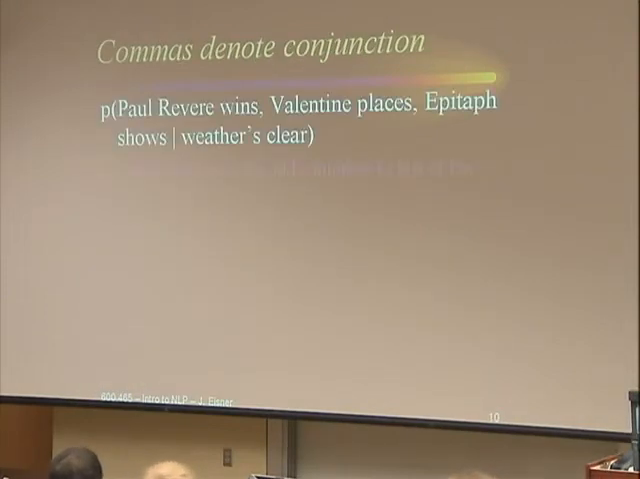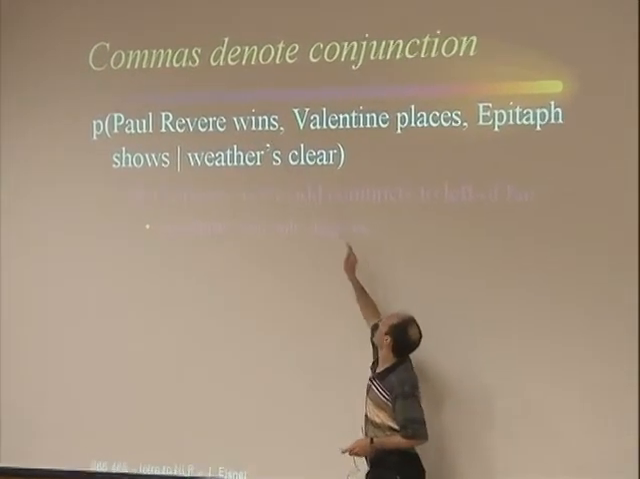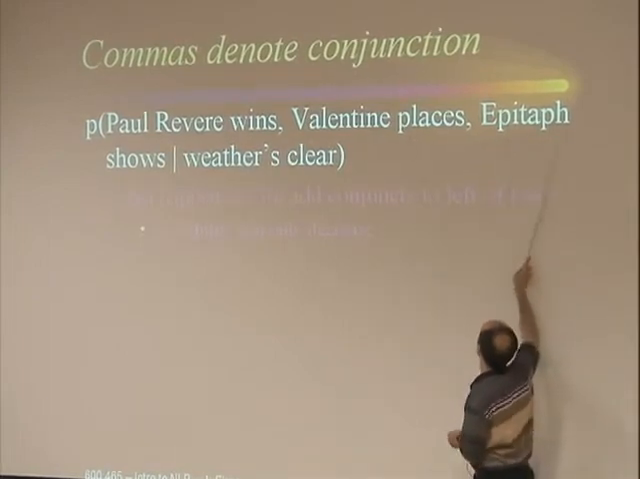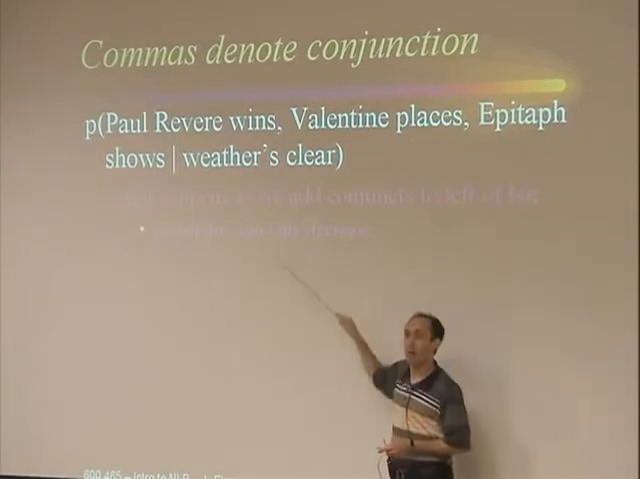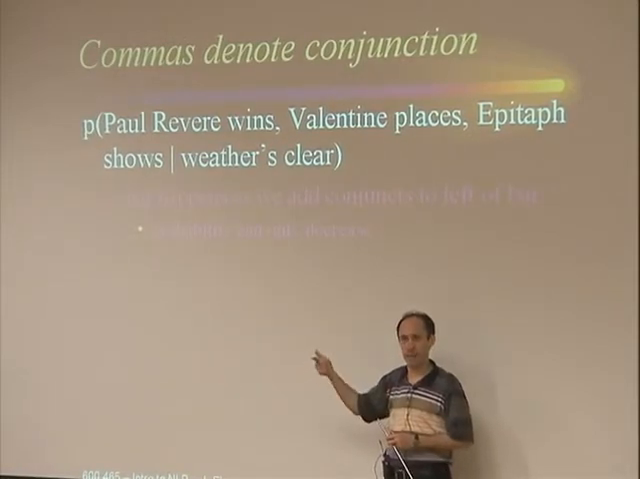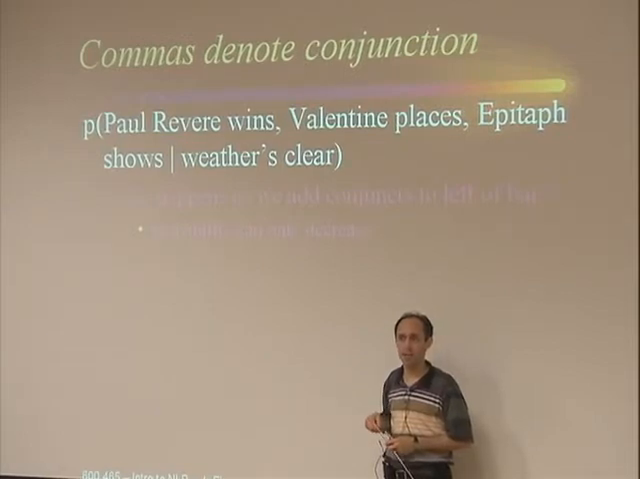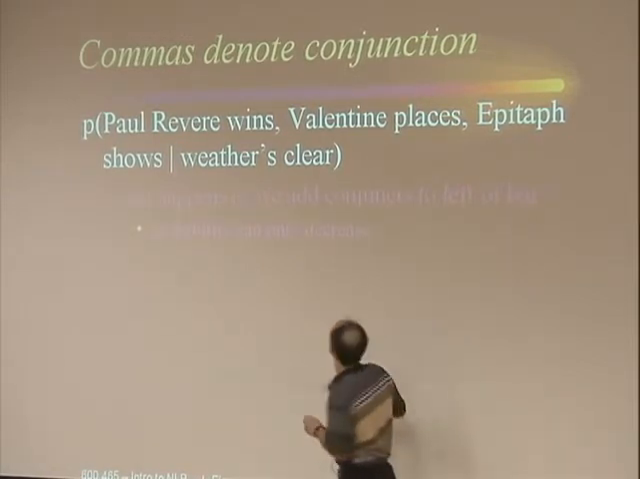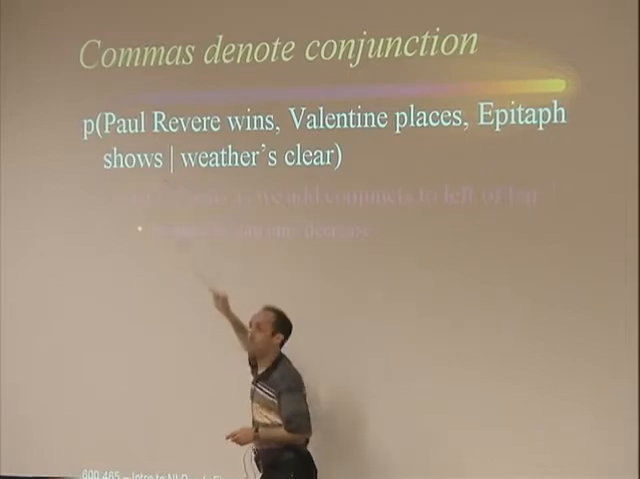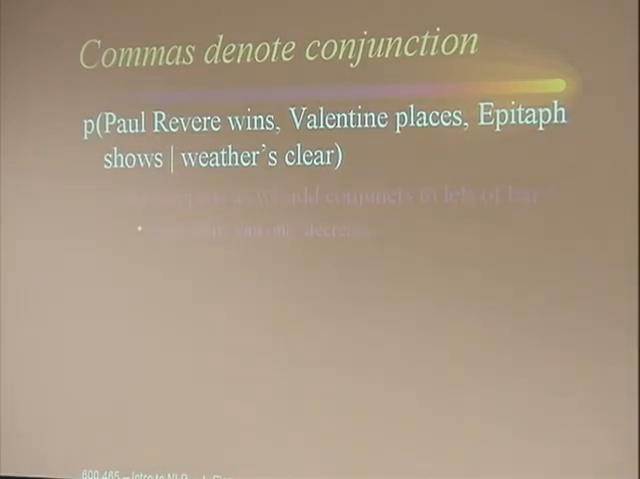OK, so this probability gets smaller and smaller. It may be that if there are only 3 horses in the race, then if Paul Revere wins and Valentine places, you're not decreasing the probability anymore by adding Epitaph shows. Because if the first horse is in first place and the second horse is in second place, there's only one place for the third horse, Epitaph, left to go, right, in third place. So it might be that we add some things to the left that don't decrease the probability at all. But at least the probability will never increase, because you're making a more specific prediction.